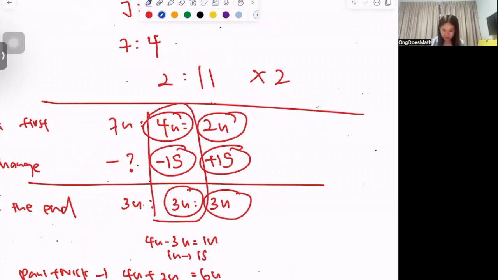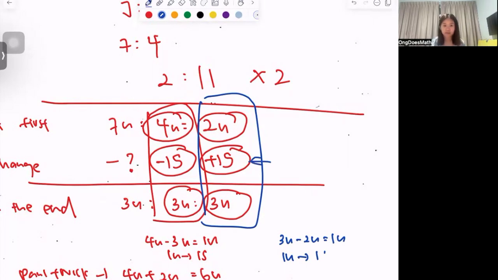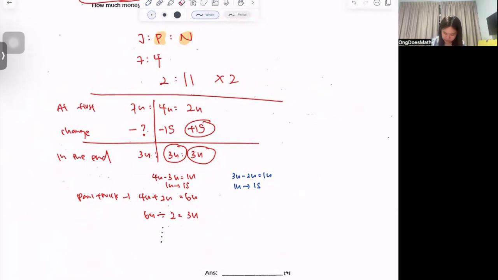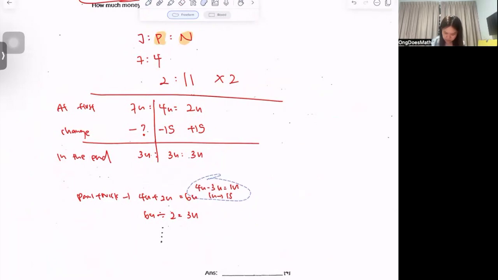We'll get the same answer if you look at this blue box. Because 2 units plus 15 give you 3 units. Which means that the change is 3 units minus 2 units, which is 1 unit. And the change in this case is 15. Sounds good? If that is good, then I'll erase things. And I'll shift this over. So 1 unit is 15.